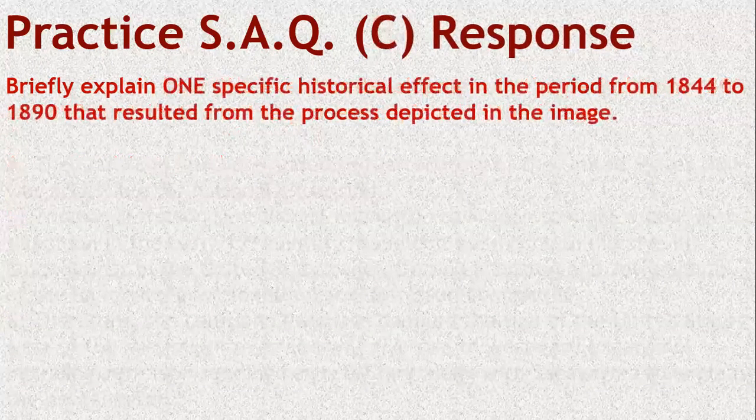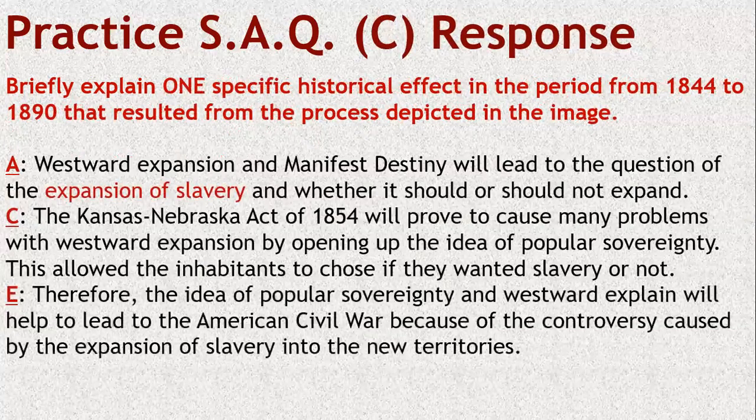And then finally, in C, I'm going to talk about one effect. One of the effects of westward expansion is an expansion of slavery, and we're going to have arguments over it. One of the arguments is going to come from the Kansas-Nebraska Act. So that's what I talked about.